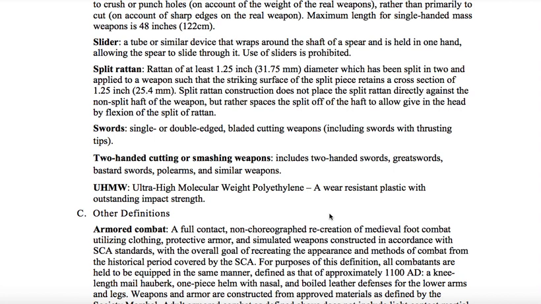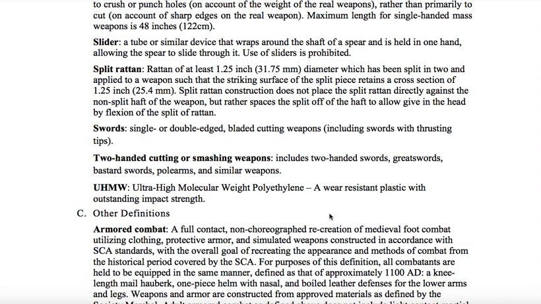Split rattan. Rattan of at least 1.25 inches or 31.75 millimeters diameter, which has been split in two and applied to a weapon such that the striking surface of the split piece retains a cross section of 1.25 inches or 25.4 millimeters. Split rattan construction does not place the split rattan directly against the non-split haft of the weapon, but rather spaces the split off of the haft to allow give in the head by flexion of the split rattan.